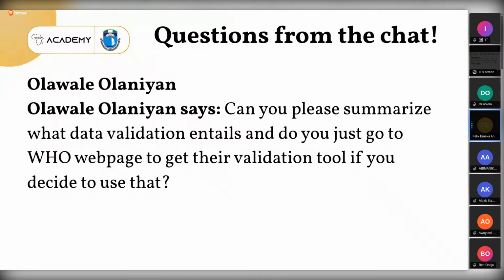Most times, the only thing you can add to a validated tool is the sociodemographic characteristics, because sometimes they may use their own sociodemographics, which may not align with yours. So you're allowed to add that, but every other thing can be theirs.